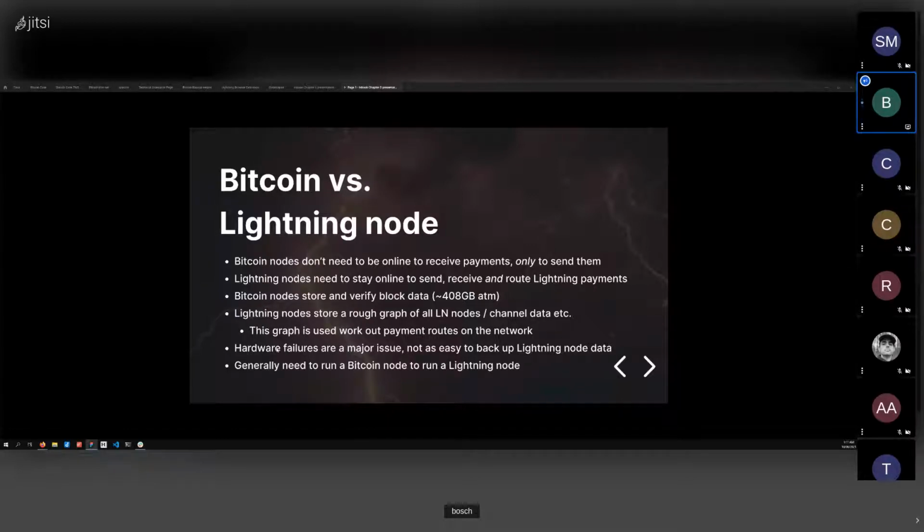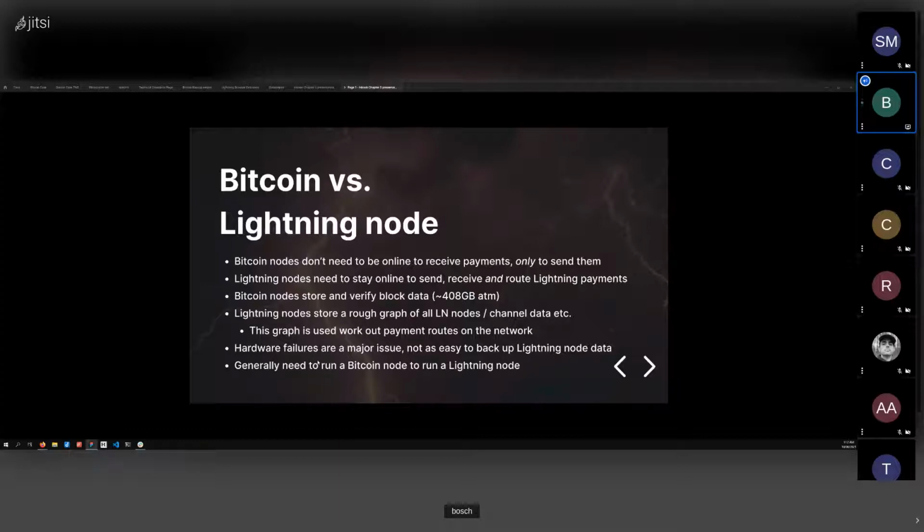Hardware failures aren't a massive issue when you're running a Bitcoin node. If you have a Raspberry Pi and the SD card fails, or the Raspberry Pi itself fails, you can just buy a new Raspberry Pi or a new SD card, as long as you still have the hard drive or the SSD that has the blockchain data on it. You can easily reboot that and restore your node.